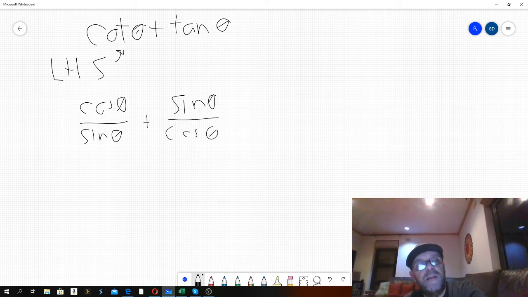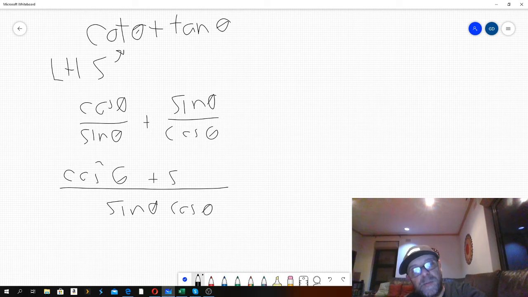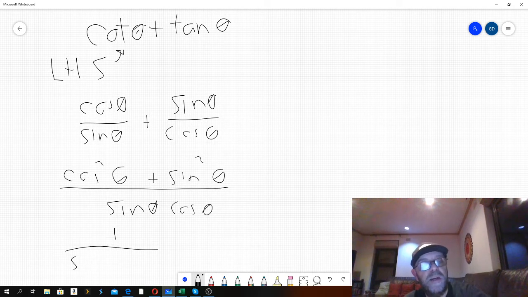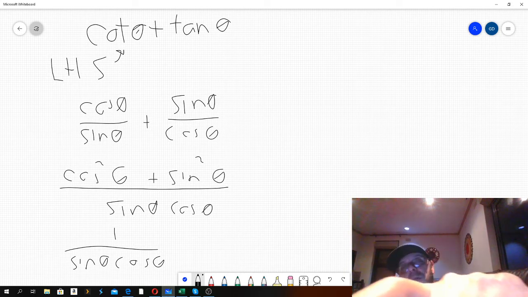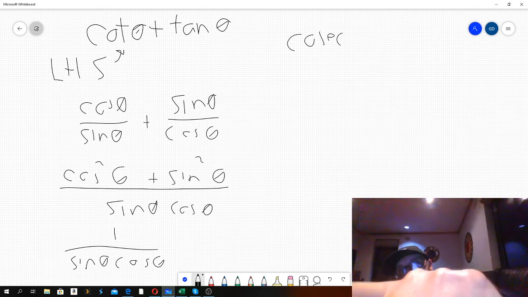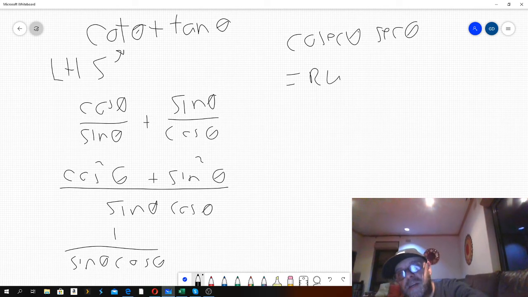I'm going to find a common denominator here, which we can see is sine theta cos theta. And that means that I must multiply the top by cos, so that will become cos squared. I must multiply this side by sine, so that becomes sine squared. And immediately we can see that cos squared plus sine squared is 1, so we end up with 1 over sine theta cos theta. But 1 over sine theta is cosec theta, and 1 over cos theta is sec theta. So I end up here with cosec theta and sec theta. And if we now look at the right hand side, that is equal to the right hand side of the equation. So therefore I've proved the equation.